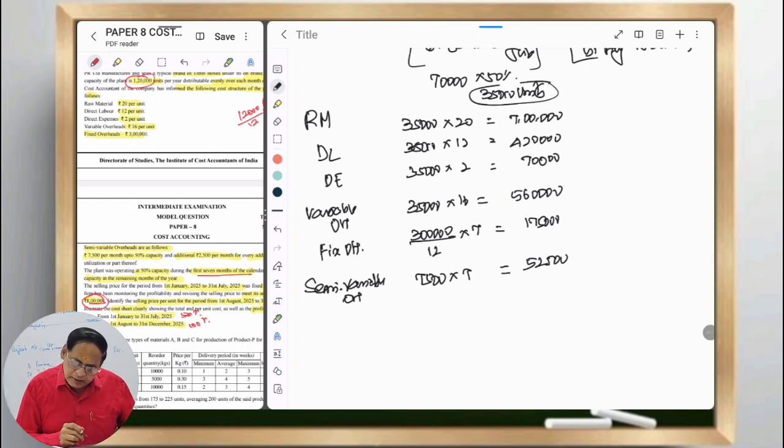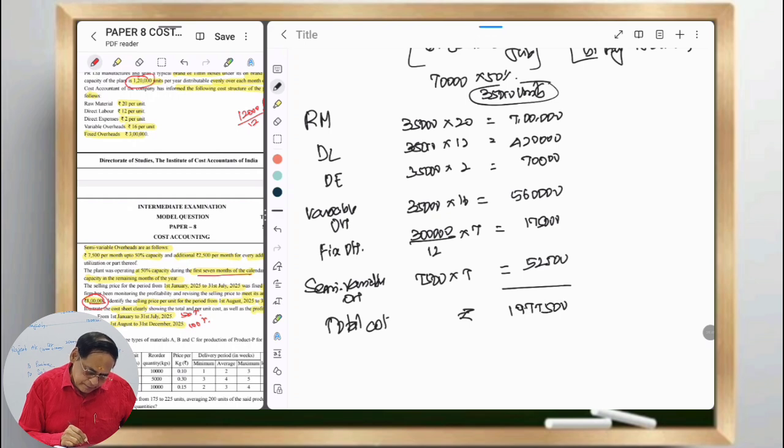So, this is the total cost. Total cost how much? 7 lakhs plus 4,20,000 plus 70,000 plus 5,60,000 plus 1,75,000 plus 52,500. So, the answer is 19,77,500. Total cost is 19,77,500 rupees.